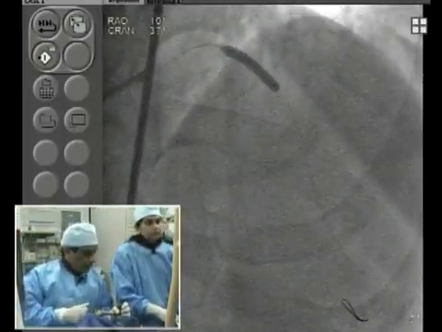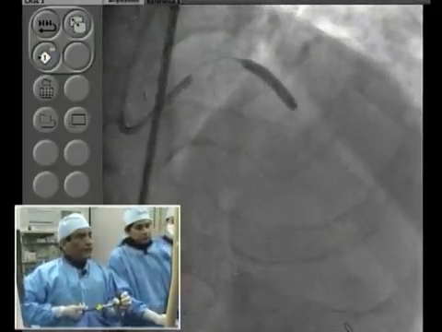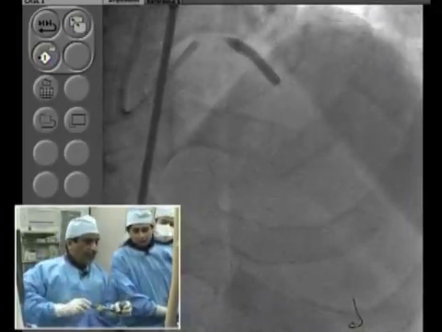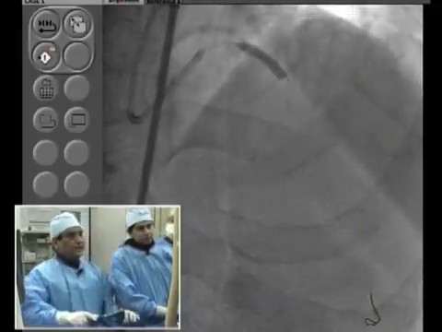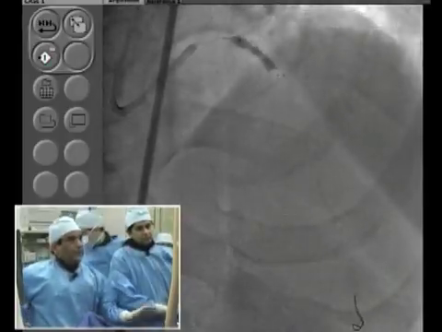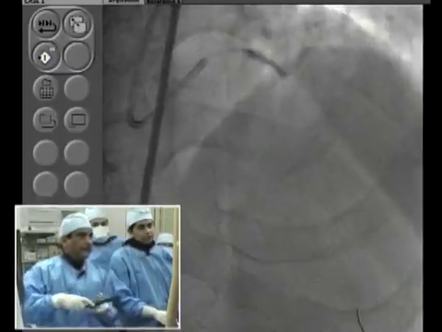So, optimal pressure for Zions expansion: 12, then post-dilate. This is a 4.0 by 20 Zions, the NC Voyager. Within that Zions, knowing it's a 23 millimeter, I'm within it and went up to 20 atmospheres. 20, maybe we can go to 22. Sometimes in a focal area you can go a little higher.